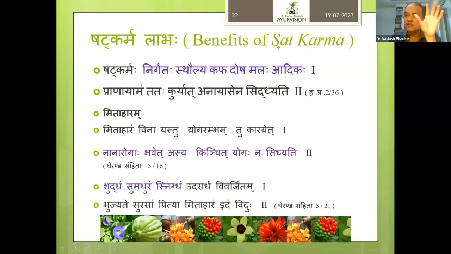So you consider the stomach in four parts. Two parts filled by solid, one part filled by liquid, and the last part is kept for vayu sancharanartha. Let there be space for movements, and that will help you to churn and then get proper digestion and assimilation, followed by excretion.